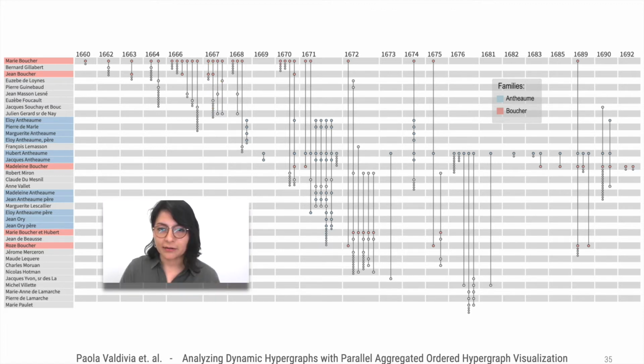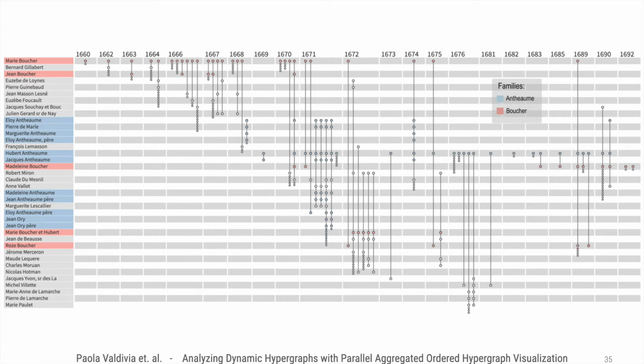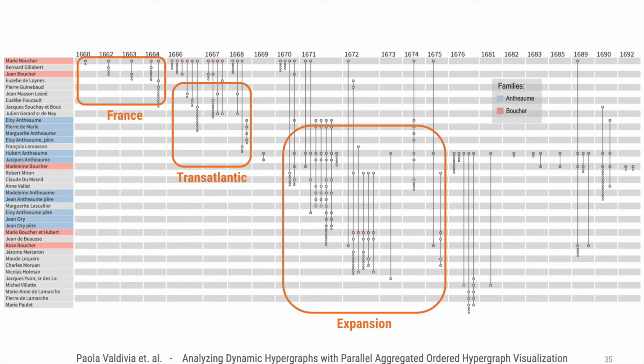Another thing that she observed was that the previously identified stages in the merchant life of Marie Boucher are pretty evident using PAOHVis. As she observed, at the beginning, Marie Boucher had only business in France. Later, she started transatlantic business, and her third period was an expansion phase, when she associated with Huber and Tom to form the Marie Boucher and Huber and Tom company.